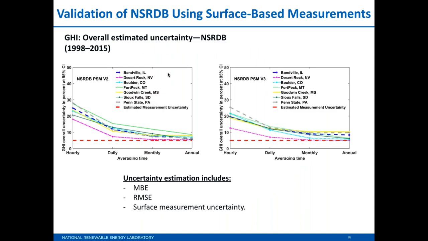So here's one view of the validation, and on the left hand side you see a plot from version 2, and on the right is version 3. On the horizontal axis are the time scales at which we do our validation: the hourly, the daily, the monthly, and the annual. And on the vertical scale is overall uncertainty in percent. As we look at hourly data, the overall uncertainty is higher, and as you go to annual, it goes down. The difference we see between version 2 and version 3 is in the hourly uncertainty. The hourly uncertainty has been significantly reduced in version 3 from evaluation using the 7 sites across the country.